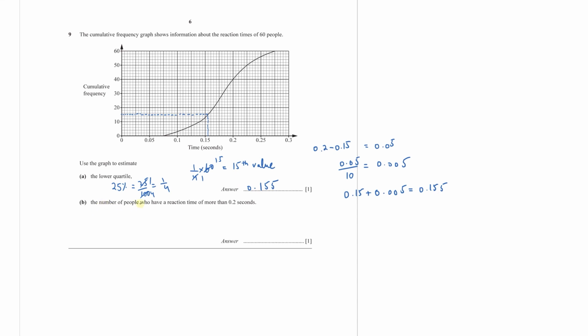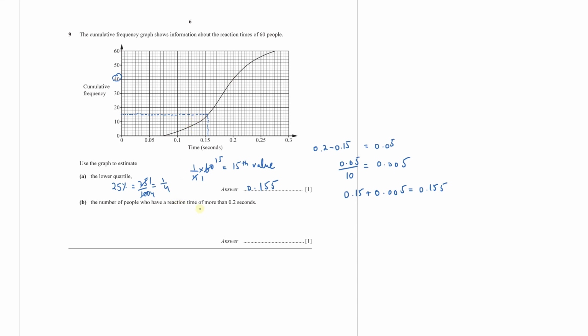Part B is the number of people who have a reaction time of more than 0.2 seconds. So we have to find the number of people whose reaction time was more than 0.2 seconds. If you look on the x-axis, this is 0.2. And if you look at the y value, which is 40 here, so 40 people have a reaction time of up to 0.2 seconds. There are some people who have less, but when you reach 0.2, your cumulative frequency is 40. That means 40 people out of the 60 have a reaction time of at most 0.2. That means 0.2 or less.